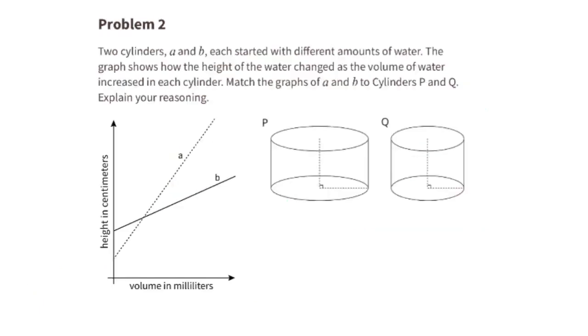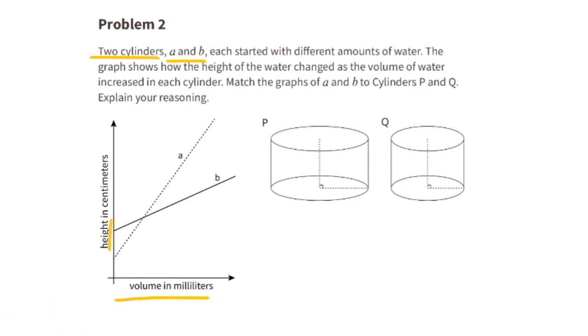Problem number 2. 2 cylinders, A and B, each started with different amounts of water. The graph shows how the height of the water changed as the volume of water increased in each cylinder. Match the graphs of A and B for cylinders P and Q. Explain your reasoning. First, you can tell that they started with different amounts of water by looking at the vertical axis, the y-axis, and you can see where the lines start. That's the y-intercept. Both graphs start at different points of the y-axis.